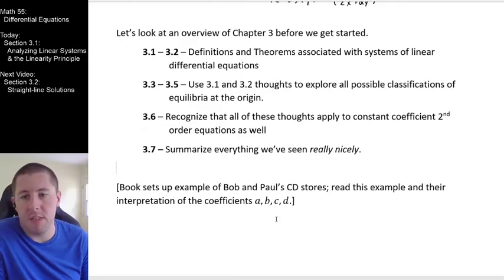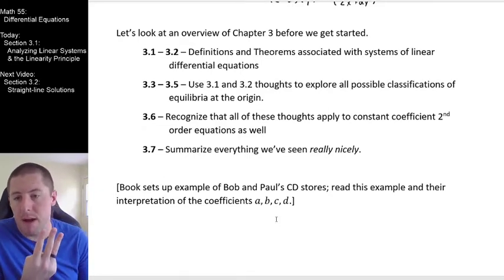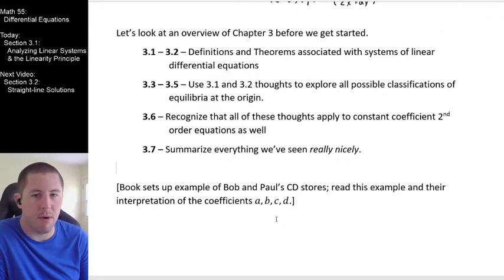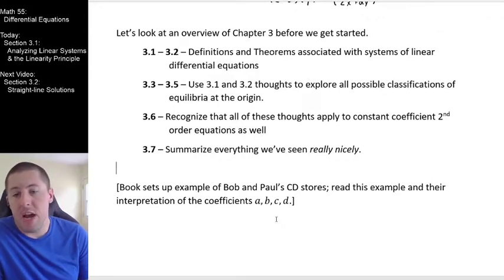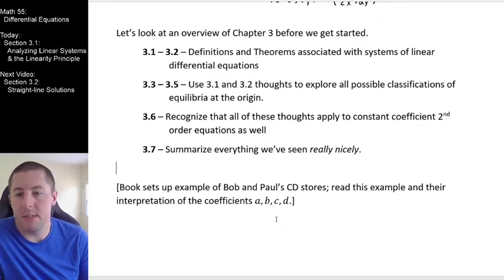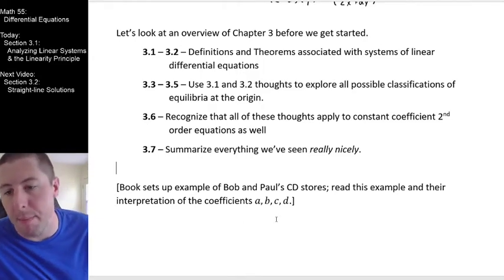The big ones that we've seen so far are 3 different population models that we've built. And the other one that we've seen is our mixing problems that we've touched on 3 or 4 different times. Every time we got a new technique, we came back to the mixing problem, right? For the rest of this chapter, the book regularly comes back to this Bob and Paul CD store example. So they're going to say Bob and Paul are 2 guys and they both own CD stores on the same block in some shopping district out there.